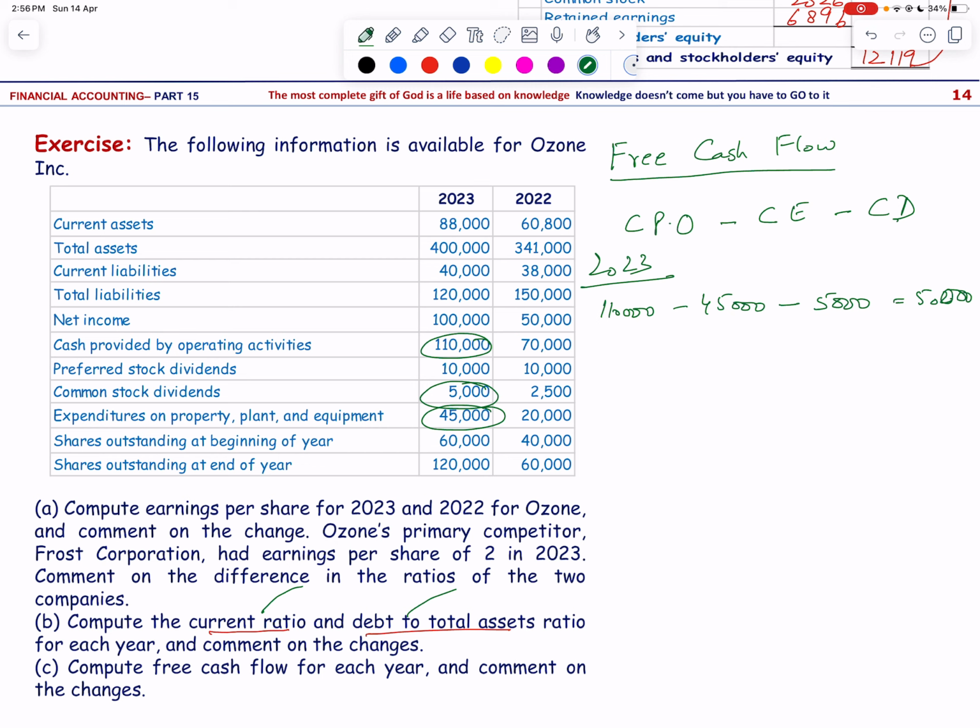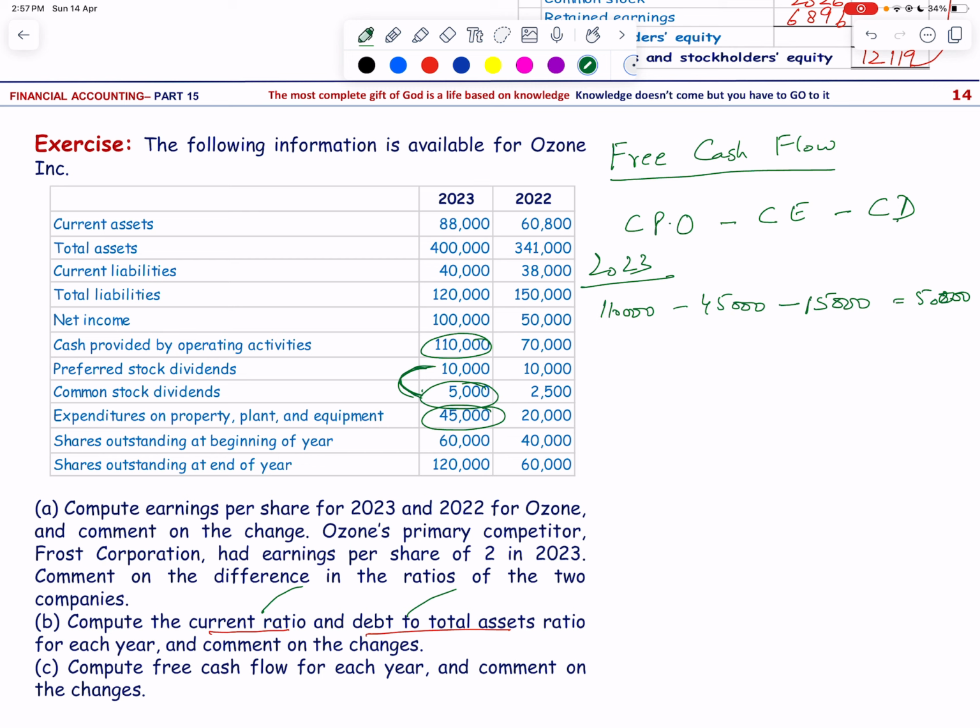The 50 is equal to 110 minus 45 minus, oh there is one more, 5,000 and 10,000. So 5,000 and 10,000 makes 15. So this is equal to 50,000.